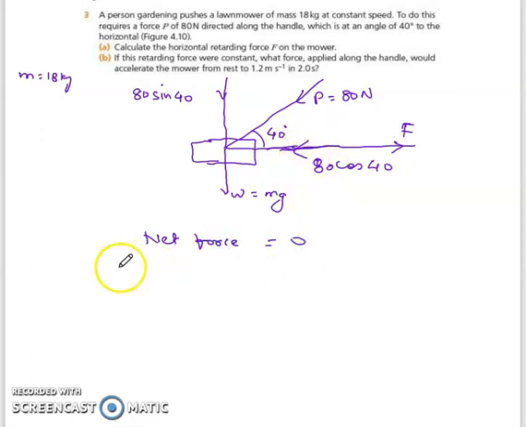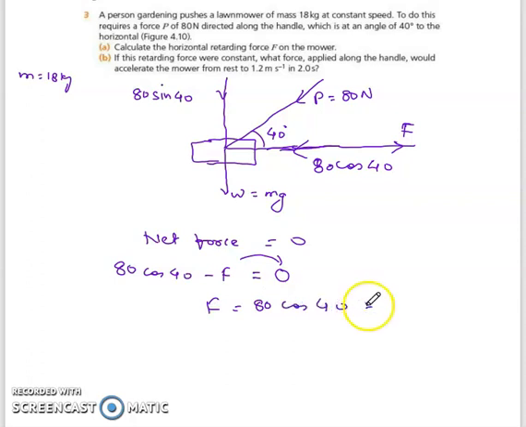So this force is acting in this direction. I'm going to take this as positive, so 80 cos 40 minus F equals 0. This is positive in this direction. Force is a vector quantity, so that's why it has direction. Now I'm going to shift this over, so F is equal to 80 cos 40. So the answer is 80 into cos 40, which is 61.28, and to 1 decimal place, 61.3 Newton. So this is the retarding force on the mower.